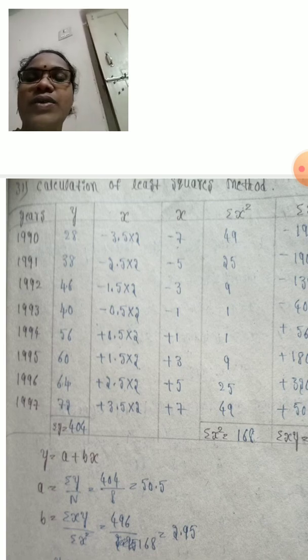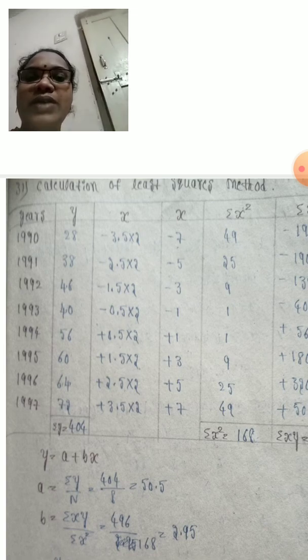Now we have to calculate the x values for the even number of years. Minus 3.5 into 2, minus 7; minus 2.5 into 2, minus 5; minus 1.5 into 2, minus 3; minus 0.5 into 2, minus 1; plus 1; plus 1.5 into 2, plus 3; plus 2.5 into 2, plus 5; plus 3.5 into 2, 7. So these are the x values.